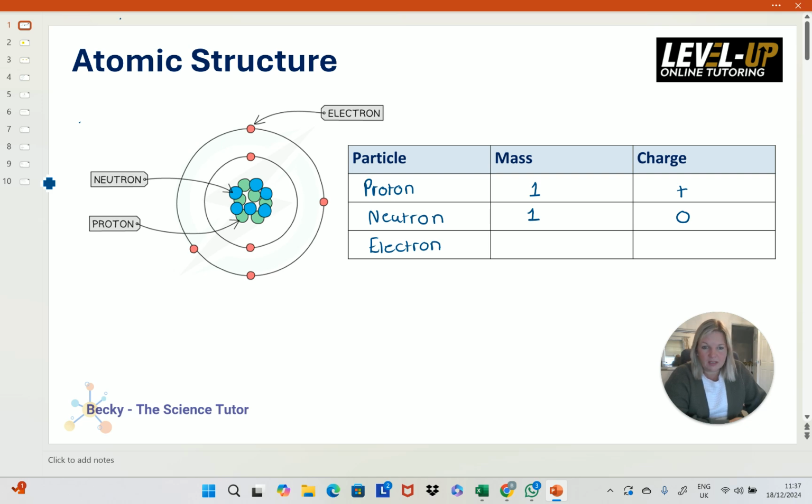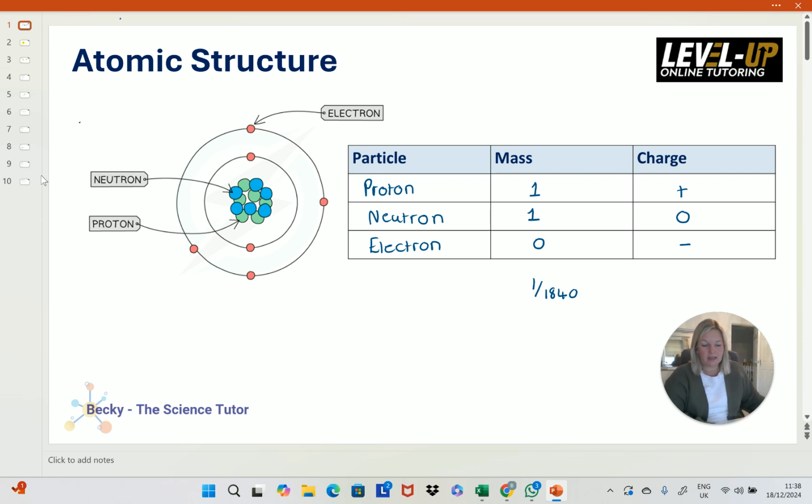This has a mass that is so small we can simply put 0. Sometimes you'll see it as 1/1840. Okay, if that's locked in your memory, that is fine, but we can simply just put 0 and you will get the mark, and it has a negative charge.